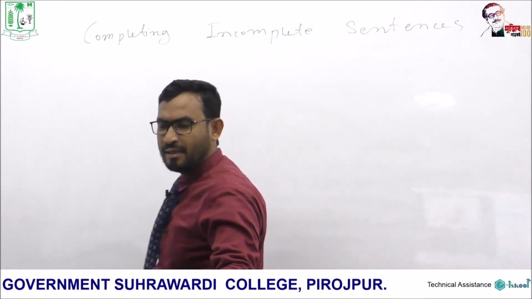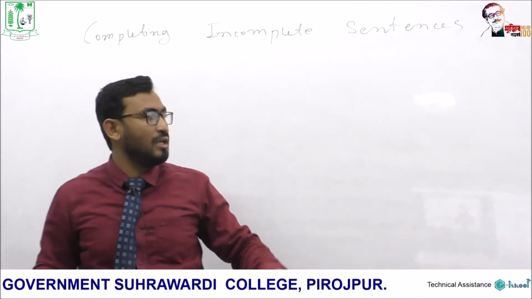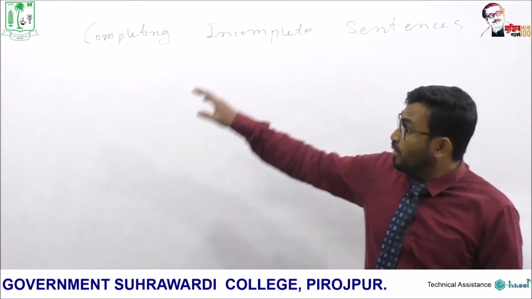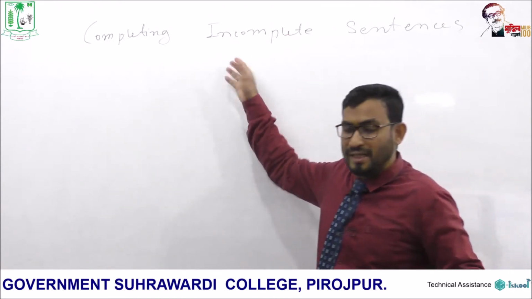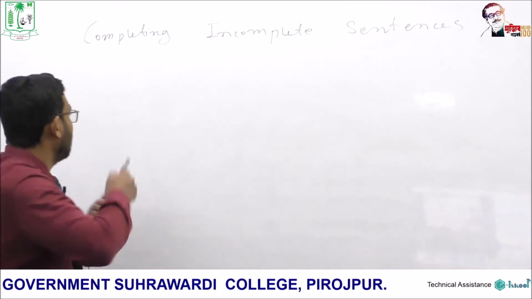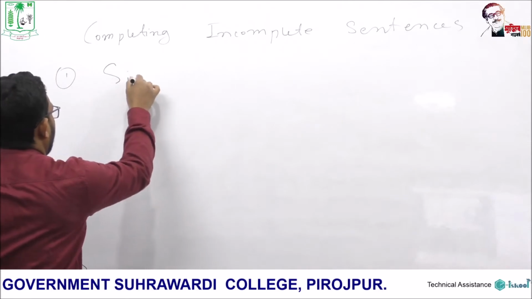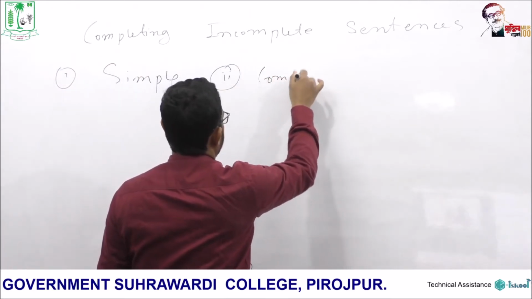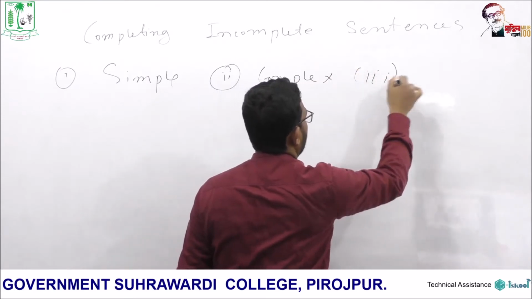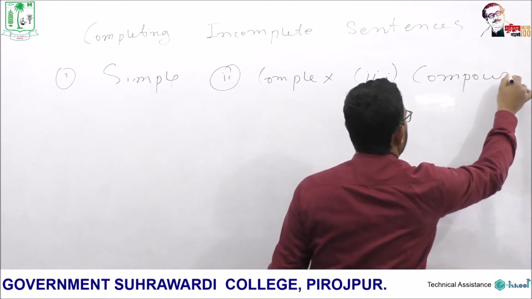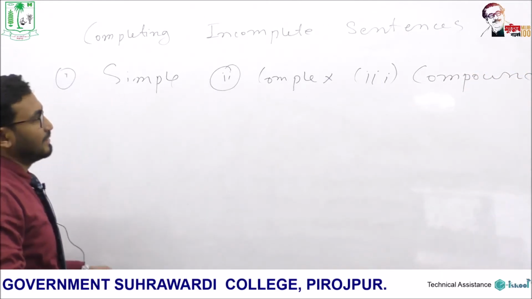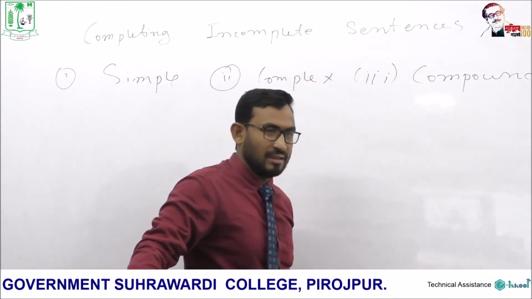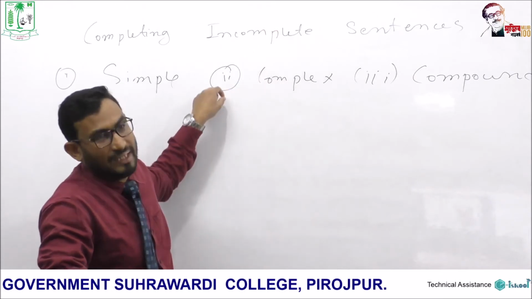And based on structure, we know there are mainly 3 kinds of sentences in English: simple sentence, complex sentence, and compound sentence. So when you are going to complete a sentence, the sentence may be either simple, or complex, or compound. If we see the sentence structurally, it may be a simple sentence, a complex sentence, or a compound sentence. So you have to decide first how you are going to complete the sentence.